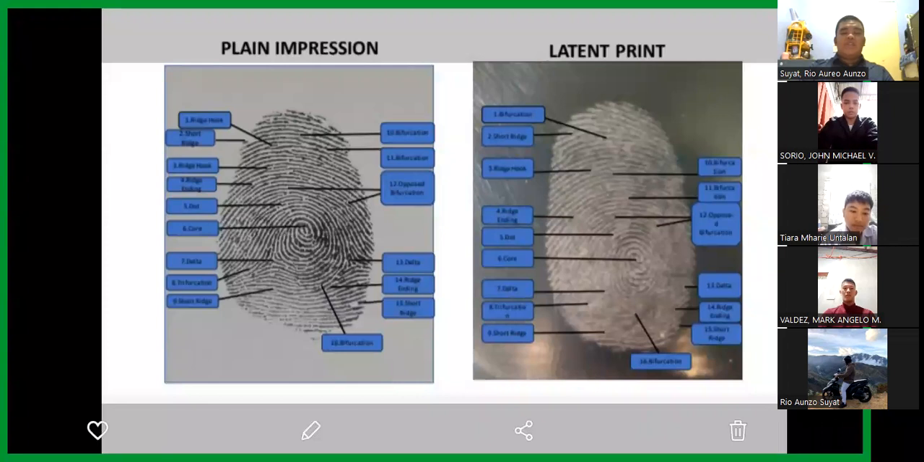What are the focal points in fingerprints, or what value are they? Number 28. What are the focal points in fingerprints, or what value are they? Delta and core are the two focal points in fingerprints.